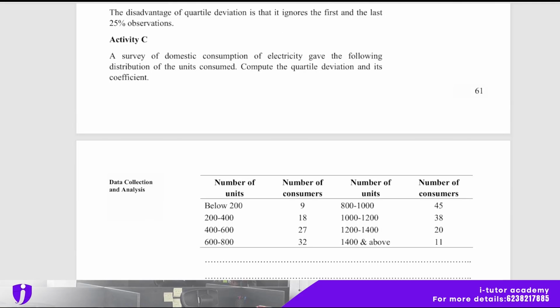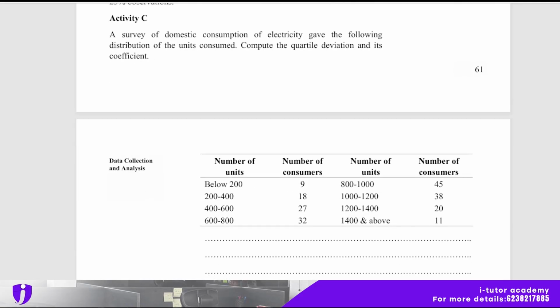And this is for today's session. And the next section of Unit 4 we will discuss in the next video.